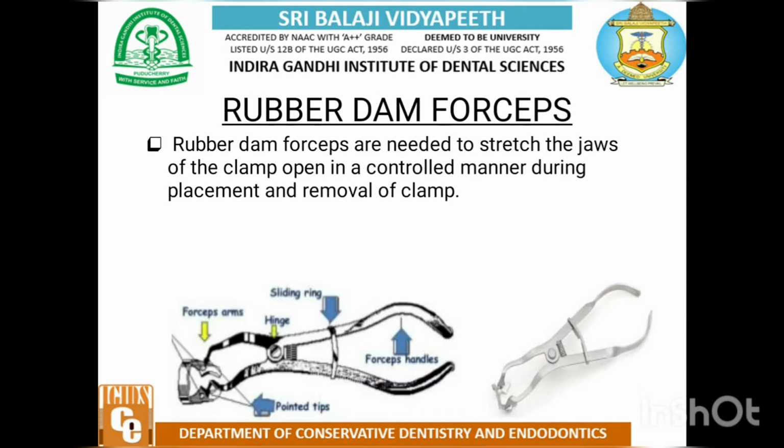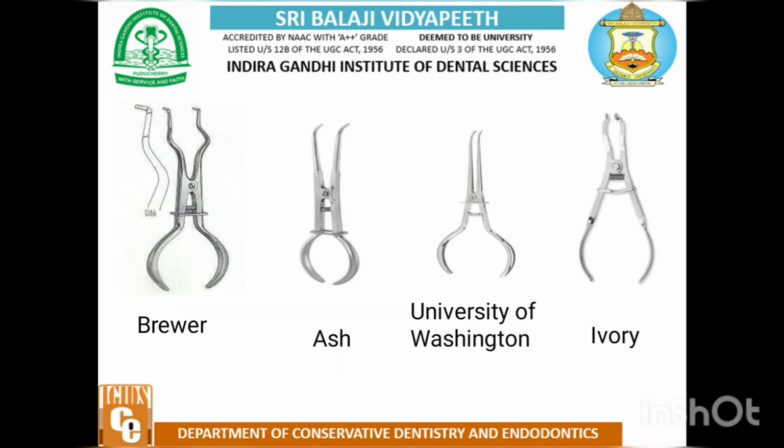Rubber dam forceps. Rubber dam forceps are needed to stretch the jaws of the clamp open in a controlled manner during placement and removal of the clamp. These are the forceps: Brewer, Ash, University of Washington, ivory pattern.